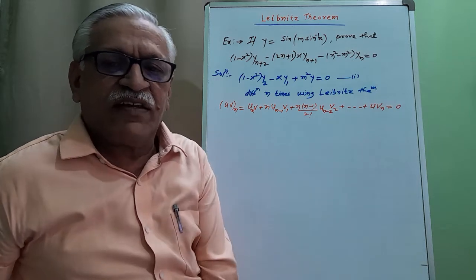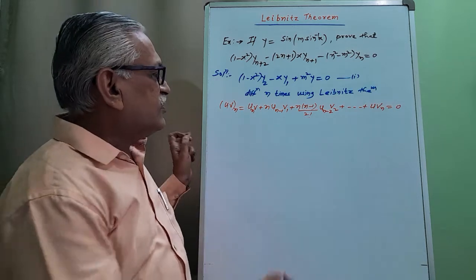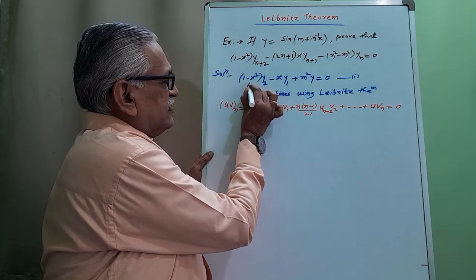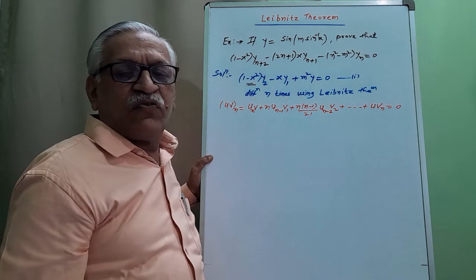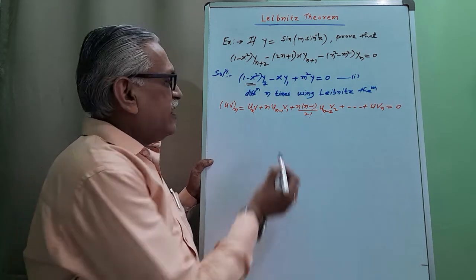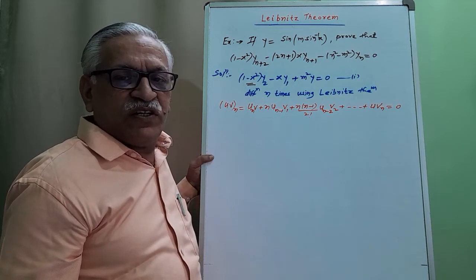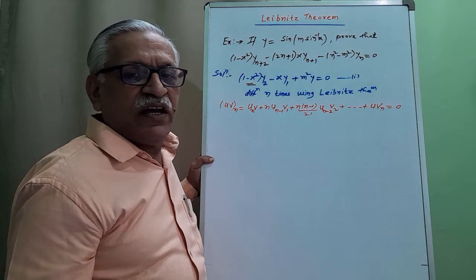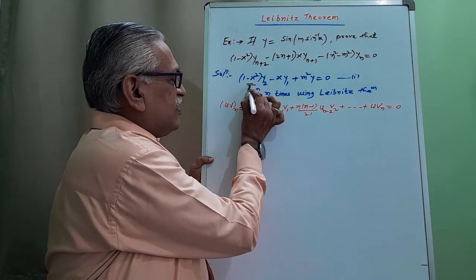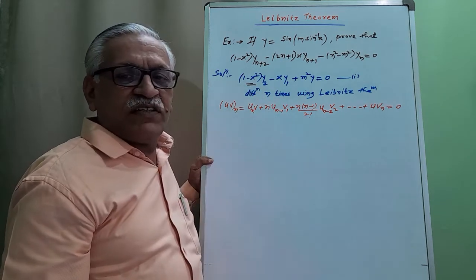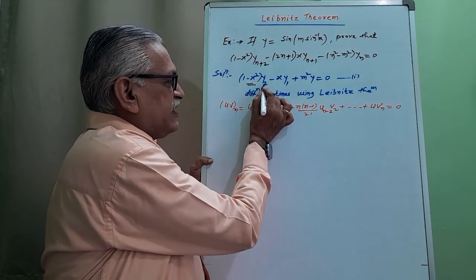And then, as I have already stated that rule, we have to consider that term as v for which we get finite derivatives. Here the first term is 1 minus x square, whose first derivative is minus 2x, the next one is minus 2, and the third becomes 0. Therefore, I will consider that term as v and the remaining as u.